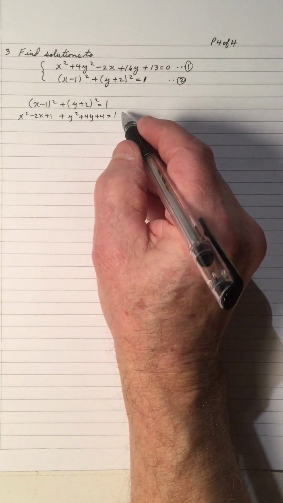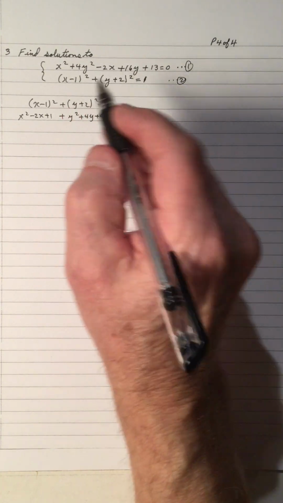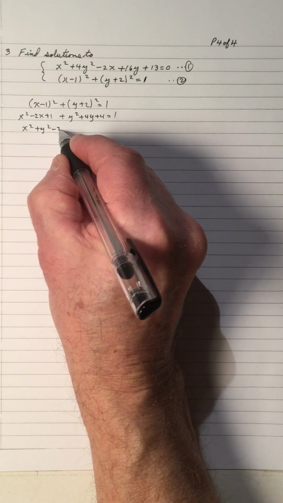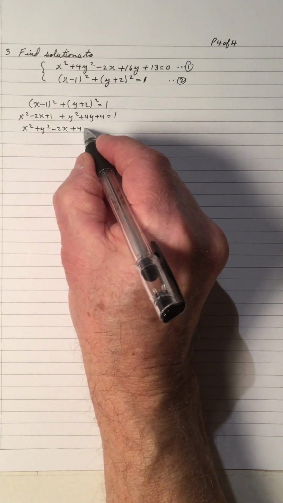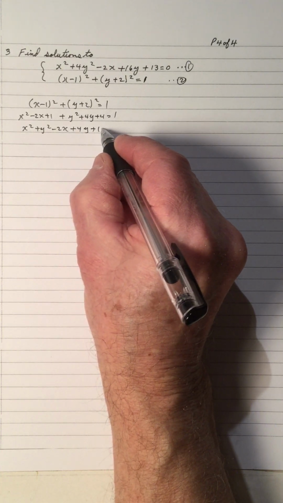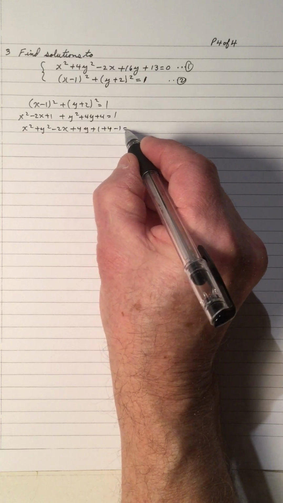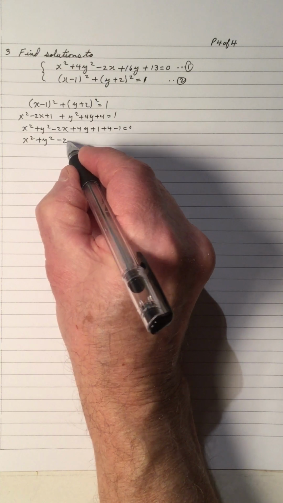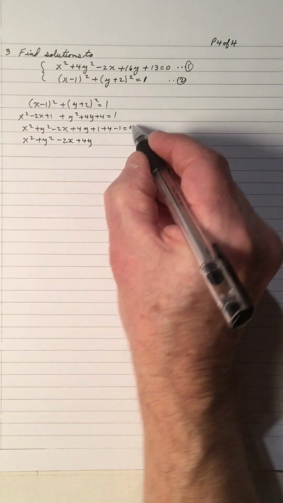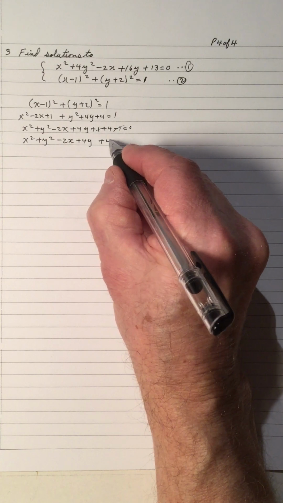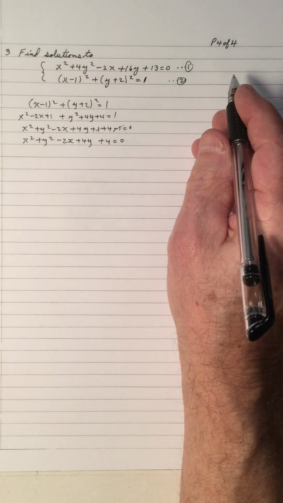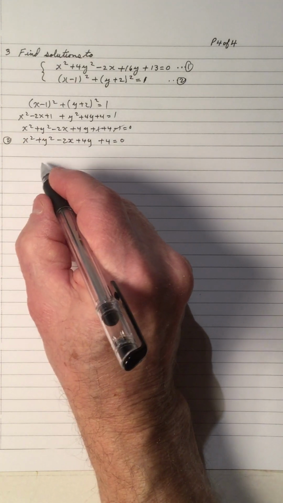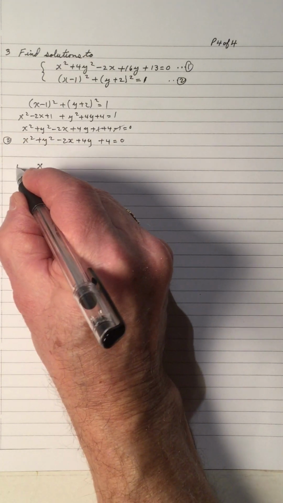And we want to put it in the order that looks like this. So we'll go x squared plus y squared minus 2x plus 4y plus 1 plus 4 minus 1. So we have an x squared plus y squared minus 2x, and the 1's cancel out, so I get a plus 4 equals 0. So this is equation 2 simplified. So let's write down equation 1, this is equation 1.